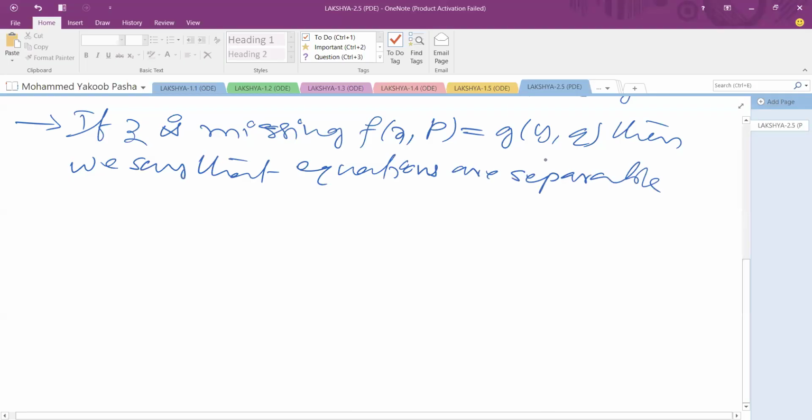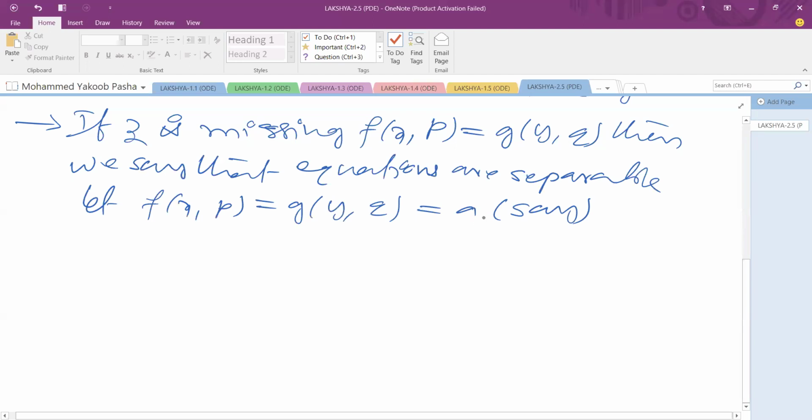So here in this case, we have to take the common value as an arbitrary constant. So let us take f(x, p) = g(y, q) = some arbitrary constant. For our convenience, we can choose, for example, a. Then we can calculate the p value from the equation f(x, p) = a, and the q value from the equation g(y, q) = a. So from this we get the p value, and from this we get the q value.